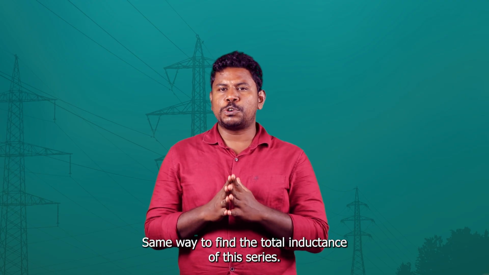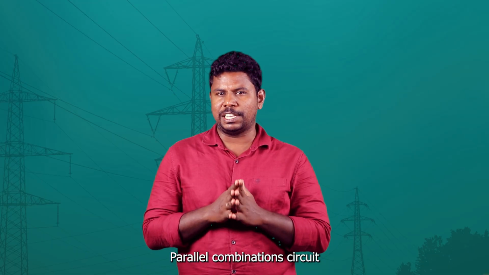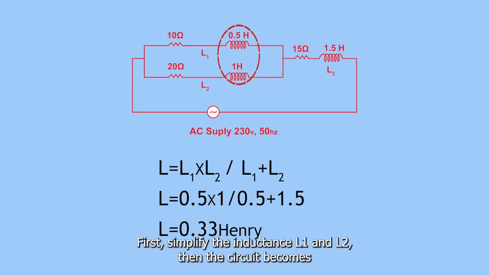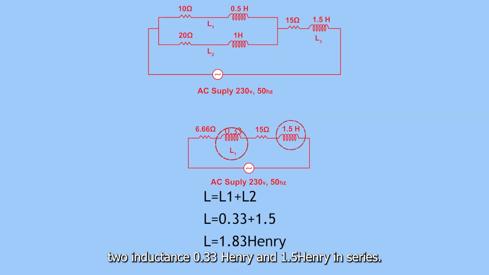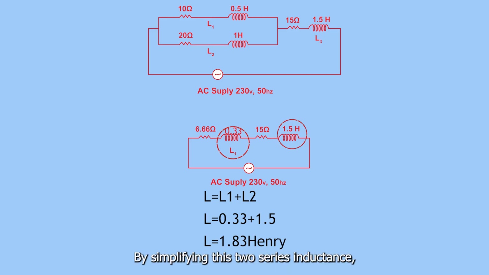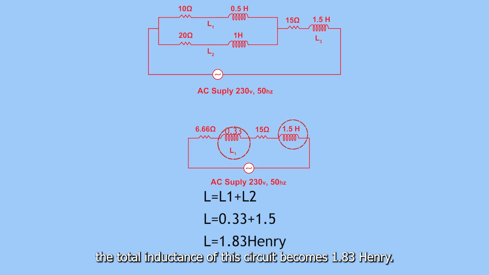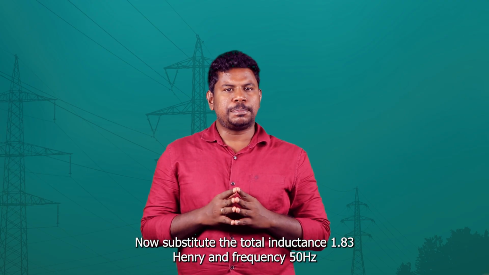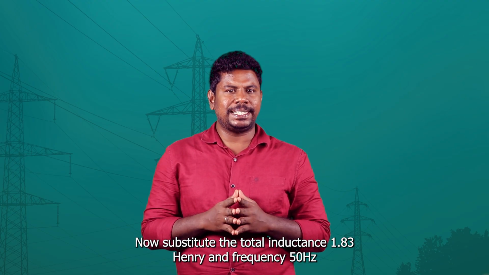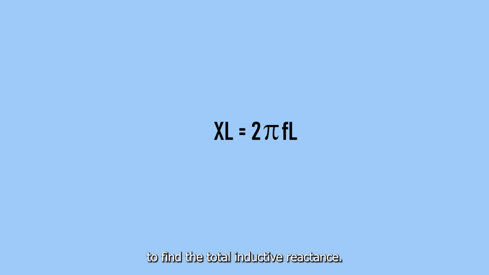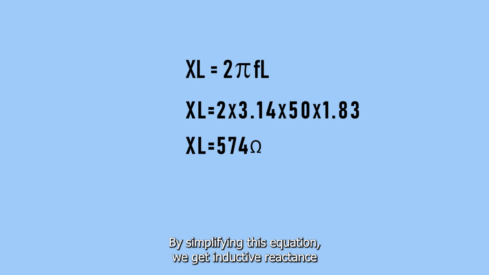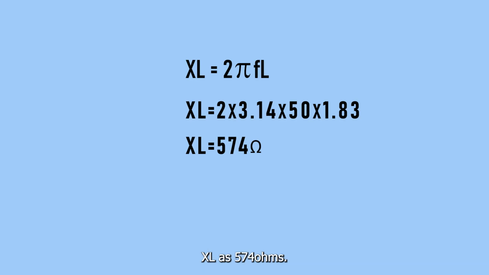In the same way, to find the total inductance of this series parallel combination circuit, first simplify the inductances L1 and L2. Then the circuit becomes two inductances, 0.33 Henry and 1.5 Henry, in series. By simplifying these two series inductances, the total inductance of this circuit becomes 1.83 Henry. Now, substitute the total inductance 1.83 Henry and frequency 50 Hz in the formula XL is equal to 2 pi FL to find the total inductive reactance. By simplifying this equation, we get inductive reactance XL as 574 ohms.